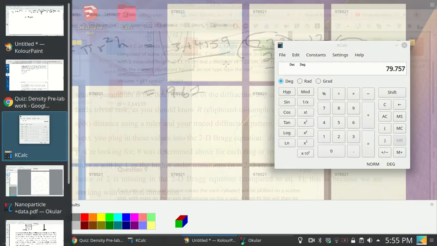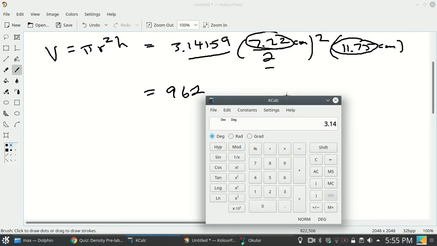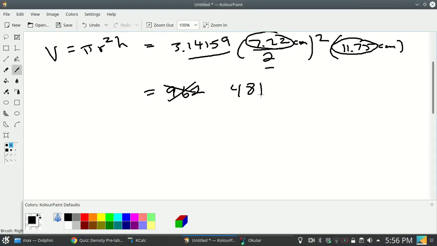Let me use a real calculator. So 3.14159 times 7.22 squared divided by 2. Oh, actually, let me do that one first because I didn't use parentheses. 7.22 divided by 2 equals, and then I will square that, and times 3.14159 times 11.75. It was not a reasonable answer. So 481 is the answer. You know what? I think when I asked Alexa to do this math, I only said divided by 2, but this 2 is inside the squared. So I should have said divided by 4. That was my fault. Sorry, Alexa.